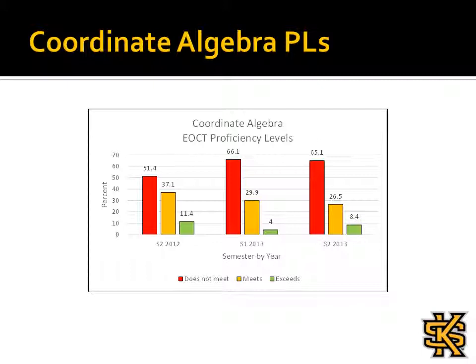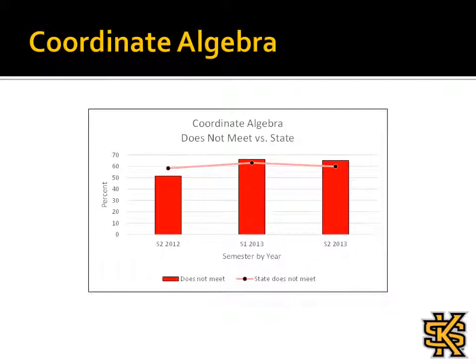For example, between second semester 2012 and first semester 2013, we experienced a decrease in the number of students meeting standards by 7%. We would expect some of those students to score in the exceed standards range. However, those percentages decreased by 7%. This means that the percentage of students meeting standards dropped into the does not meet standards proficiency level. Compared to the state, our students reflect the state average for percentage of students not meeting standards in coordinate algebra.